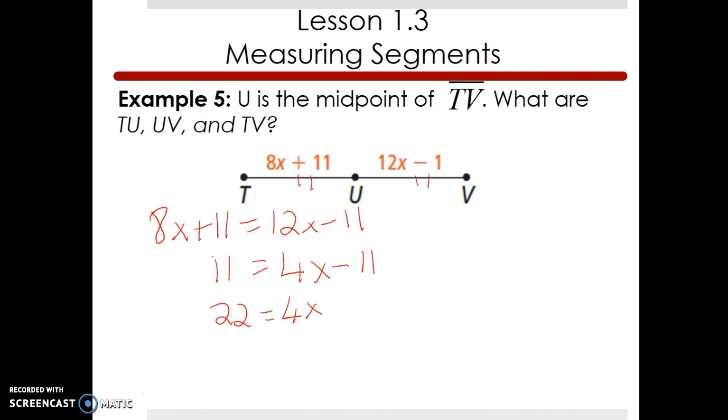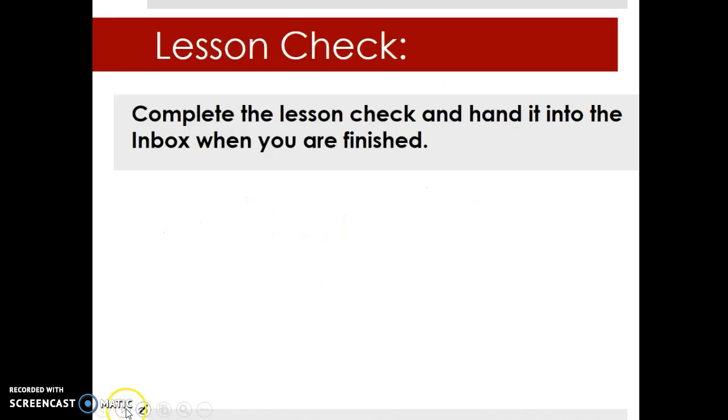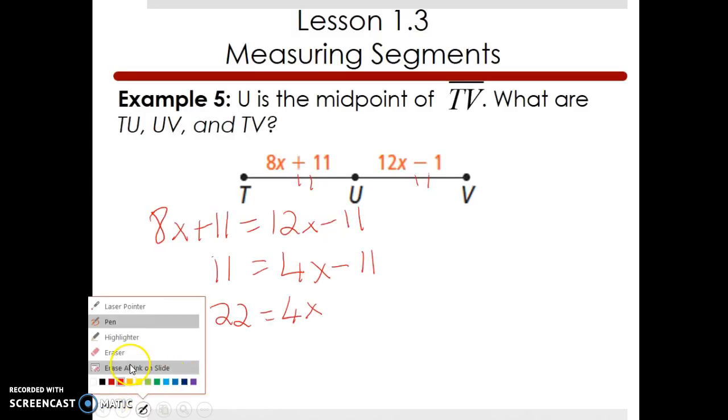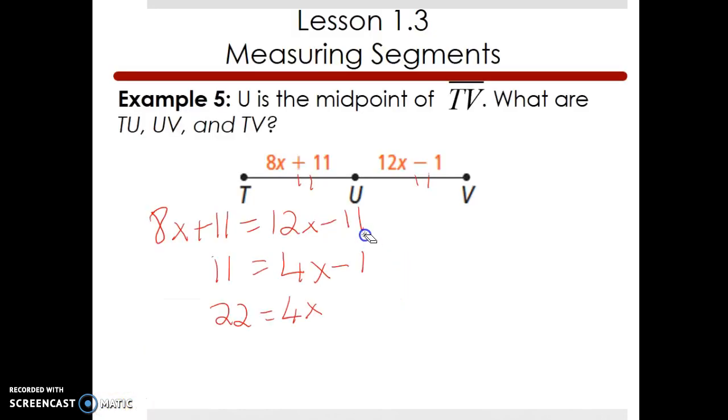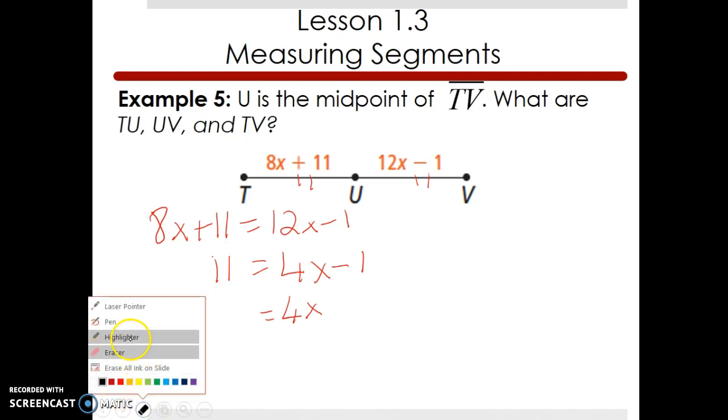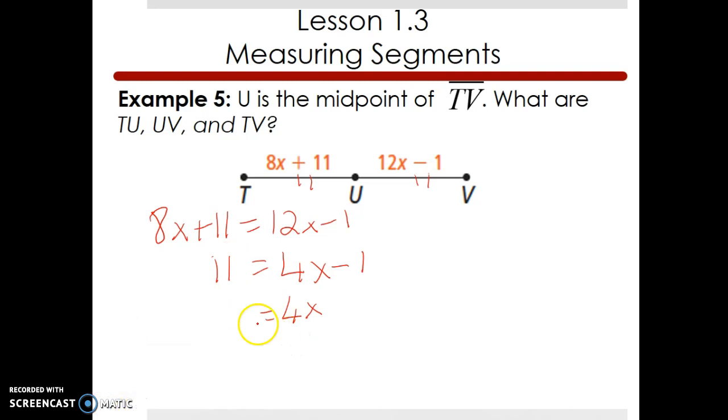Oh, sorry. I think I made a mistake. Whoops, that is not an 11. It's just a 1. So if I'm moving my 1 over here, this becomes 12. I'm dividing by 4, so I get x equals 3. Again, I'm not looking for x equals 3. I'm looking for TU, UV, and TV. So always check if TU and UV are equal to each other. Then it guarantees that your answer is correct.